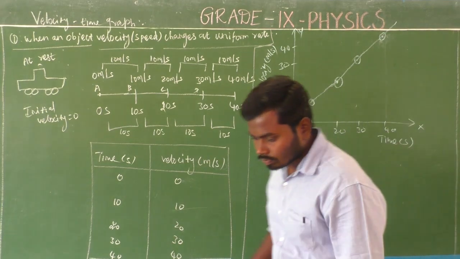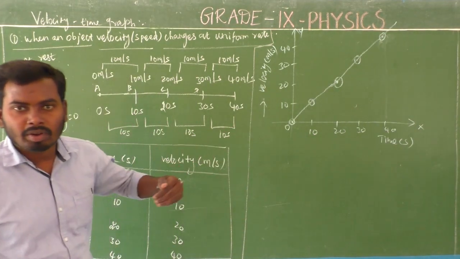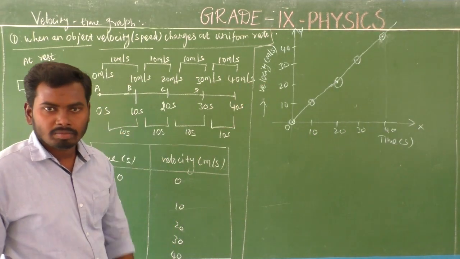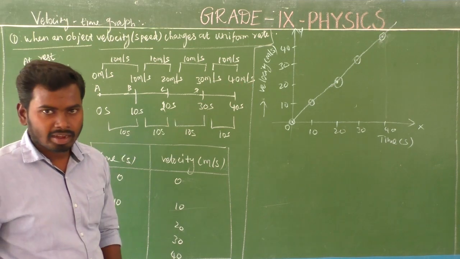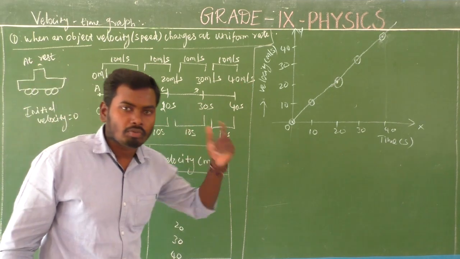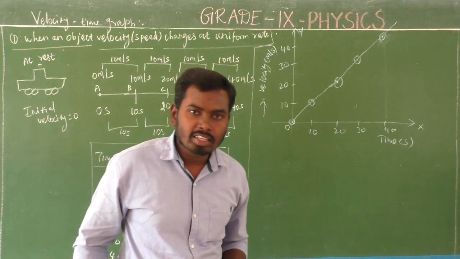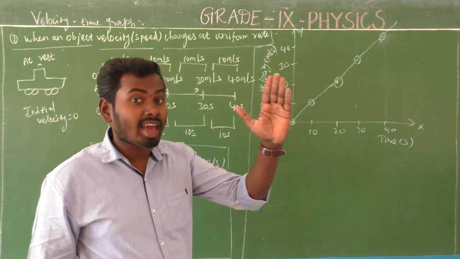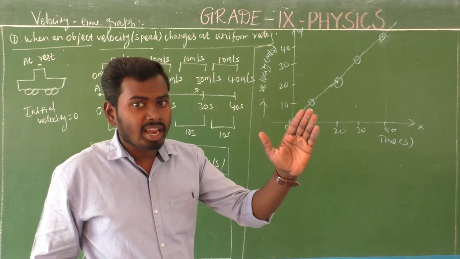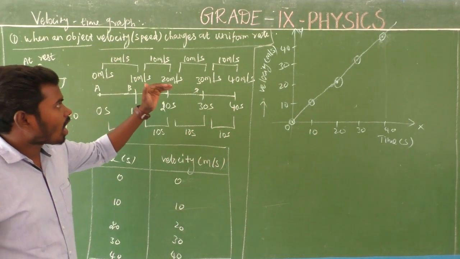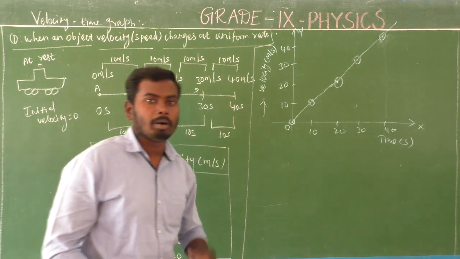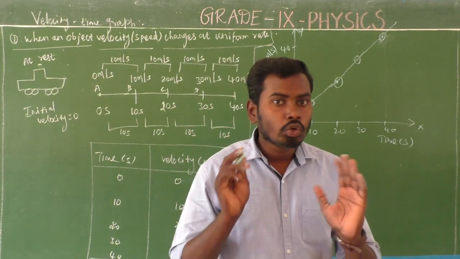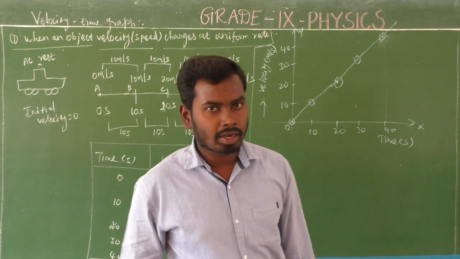So here, this velocity time graph shows only a straight line. Am I right? Yes, that is a straight line. So in a velocity time graph, note this point: whenever the graph shows a straight line, here the velocity of the object is uniform. Note this point, very, very important.